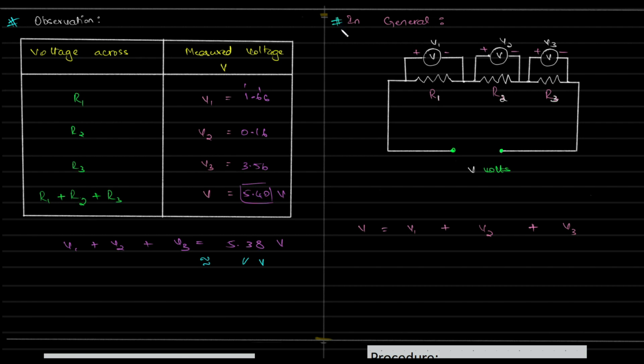So in general, if you have a voltage V across the ends of a combination of resistors and individually they have V1, V2, V3, right? The total voltage will be equal to the sum of the individual voltages. This is what you need to know.